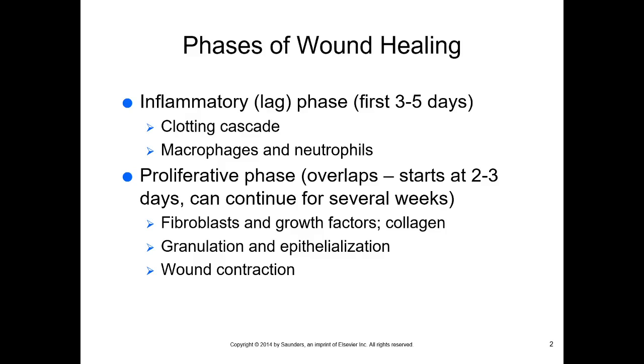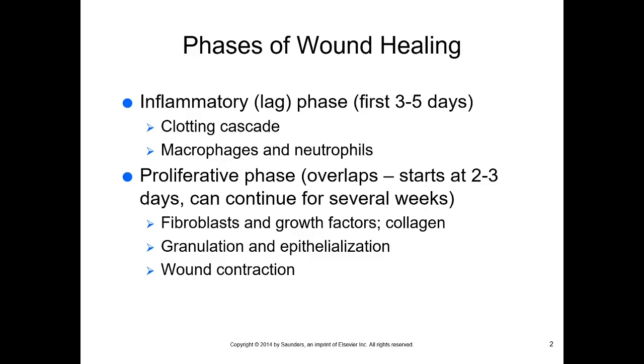So the first phase happens the first 3 to 5 days, and it's called the inflammatory or lag phase. This is when we have the initial healing, so that we have a clotting cascade, so the platelets come in and keep it from bleeding, right? We get a clot. And then we have macrophages and neutrophils. They're the first part of the immune system that come in and start to take away all of the bad guys, the bacteria and the debris.